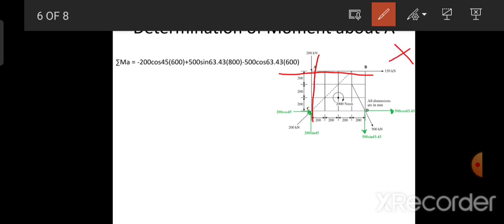For example, 150, 200 and 200 sine 45. Why? Because the force will exist, but its perpendicular distance with reference to that point will be equal to 0, and 0 into something is 0. Therefore we cannot consider that force as a moment action on the reference point. This is a very important point for the calculation of moment with reference to an individual point.